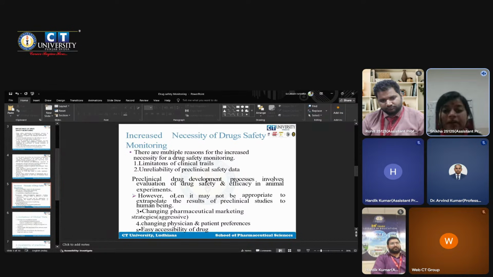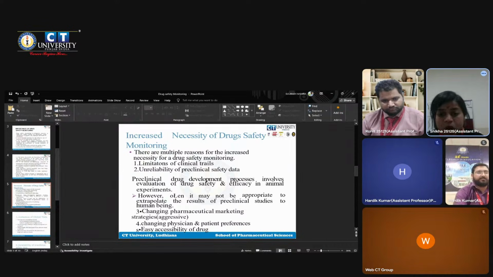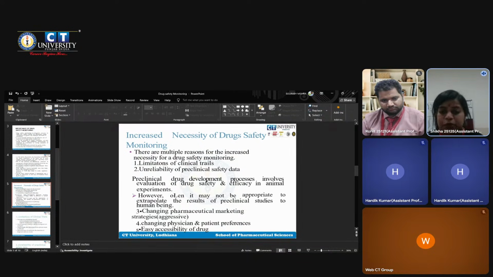Next is unreliability of preclinical safety data. Sometimes the preclinical trial data is not that reliable. Some toxicity event or any kind of ADR may not be shown in the animals. Next, the preclinical drug development process involves evaluation of drug safety and efficacy in animal experiments. However, often it may not be appropriate to extrapolate the results of preclinical studies to human beings.